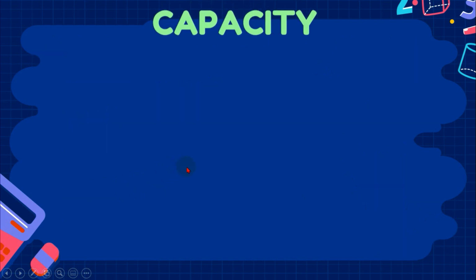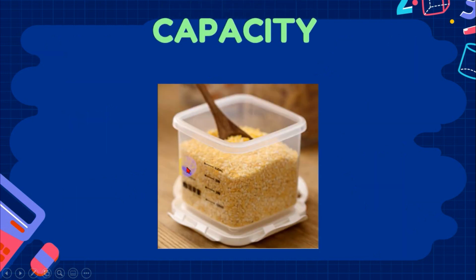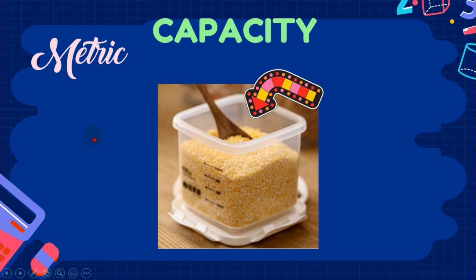Right? So, when we talk about capacity, these are the commonly used units for capacity. And again, capacity means how much a container can hold. So, how much we can put in there. It can also be a vehicle, like, for example, the capacity of a jeep or the capacity of a van. These are the units commonly used for metric and English.